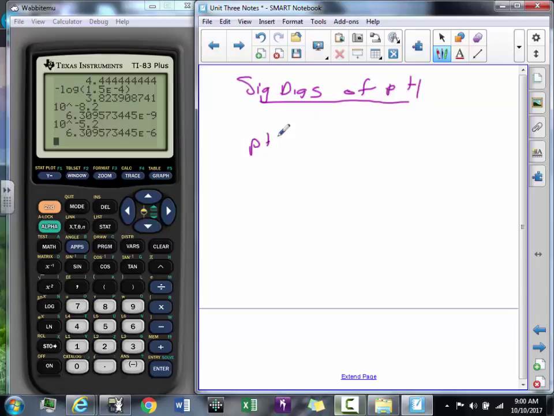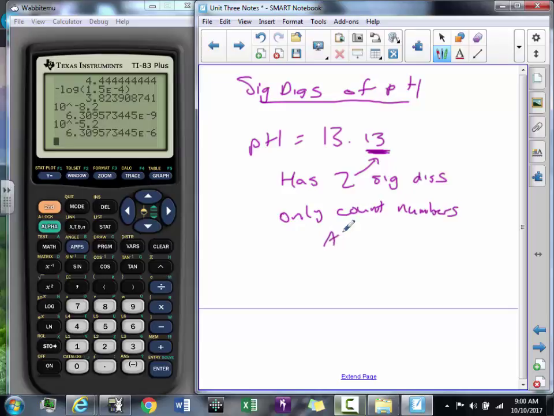Let's say I give you a pH of, say, 13.13. This has 2 sigdigs. You only count numbers after the decimal place. It's a very simple rule, but you just have to remember to use it. pHs have a weird rule for sigdigs. Only count numbers after the decimal point.